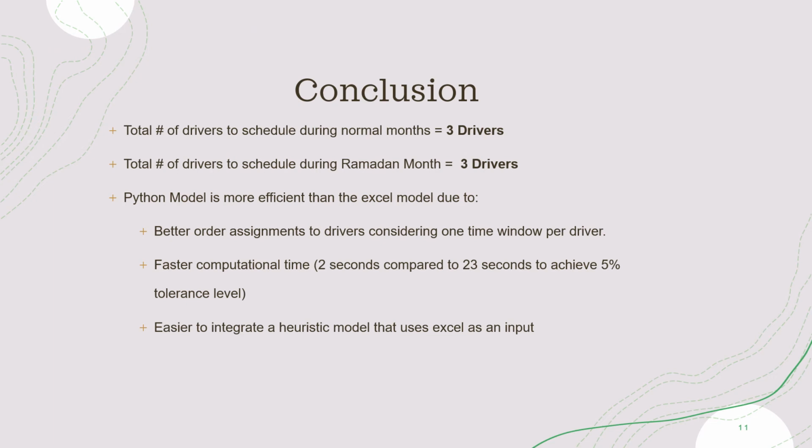To conclude this project, the total number of drivers to hire or to schedule during the normal months, as well as the Ramadan months, is equal to 3 drivers. The Python model was way more efficient than the Excel model due to better order assignments to drivers, considering one time window per driver, while the Excel model was scheduling 2 time windows per driver. The second is the faster computational time, with 2 seconds compared to 23 seconds to achieve a 5% tolerance level. And finally, Python is easier to integrate with a heuristic model that uses Excel as an input.